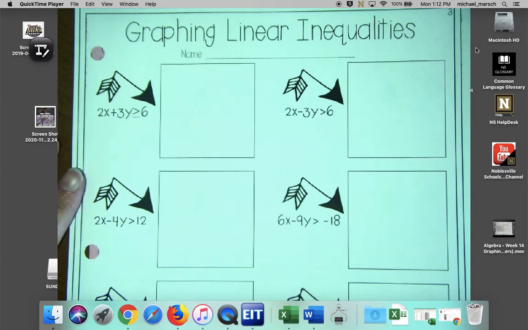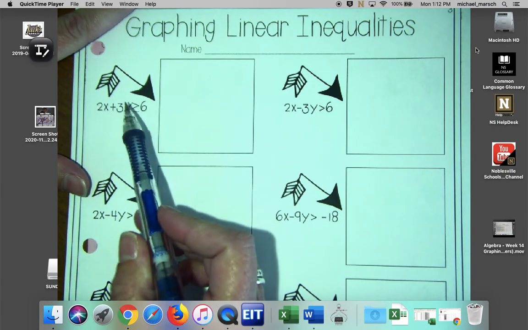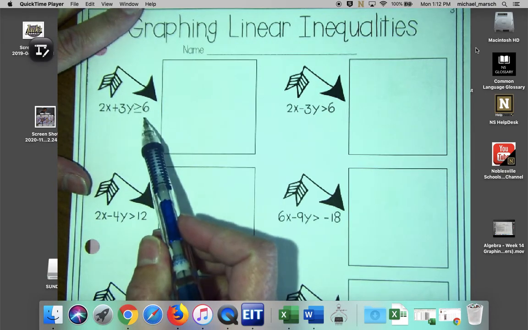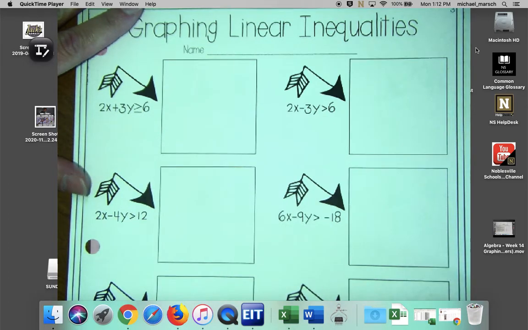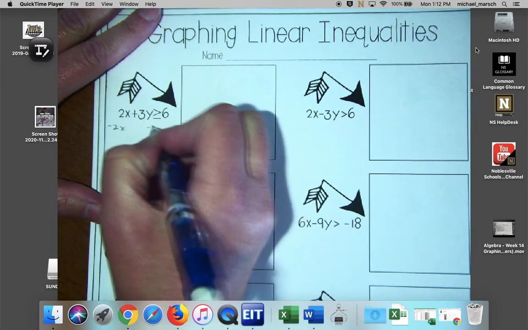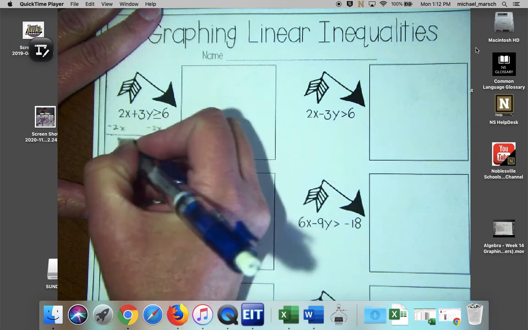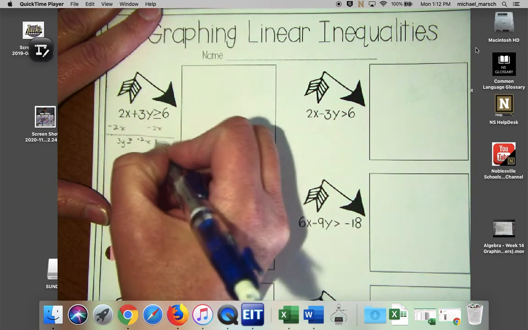So what you have to do here is rearrange these, convert these standard form linear equations or linear inequalities into slope-intercept form, right? So that's going to be our first step. So I'm going to subtract 2x from both sides. Now I have 3y is greater than or equal to negative 2x plus 6.